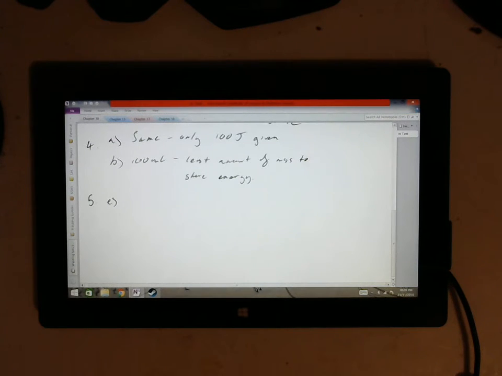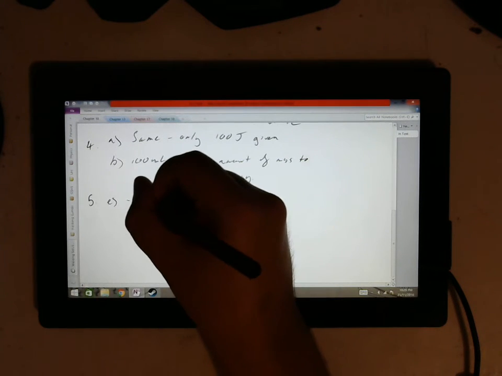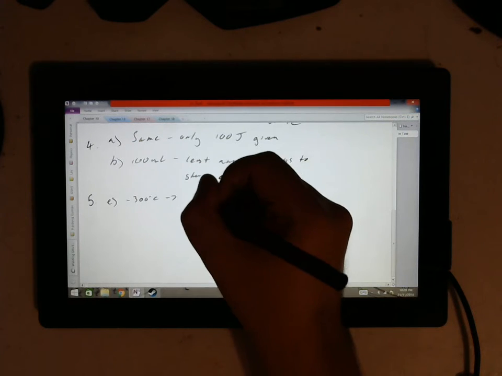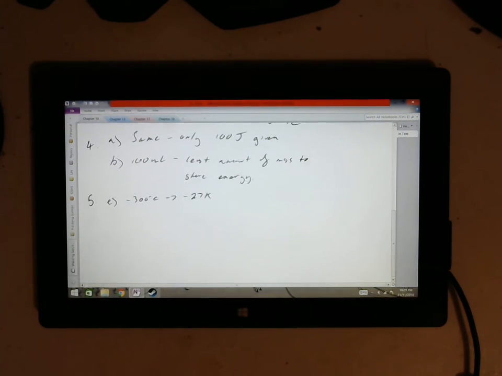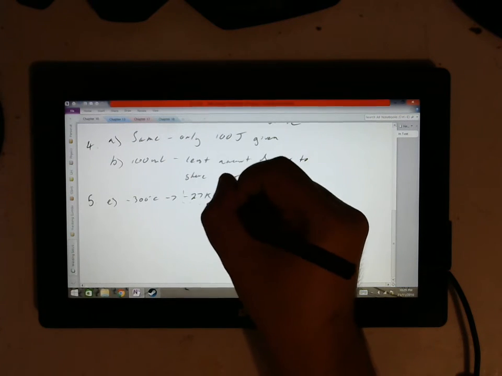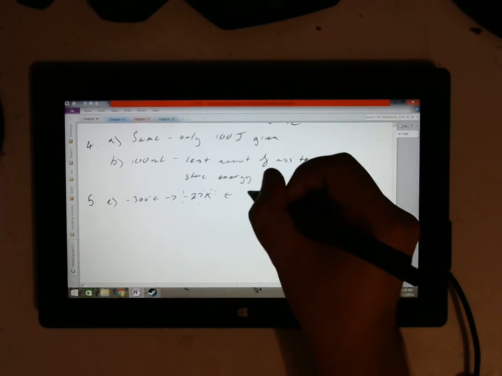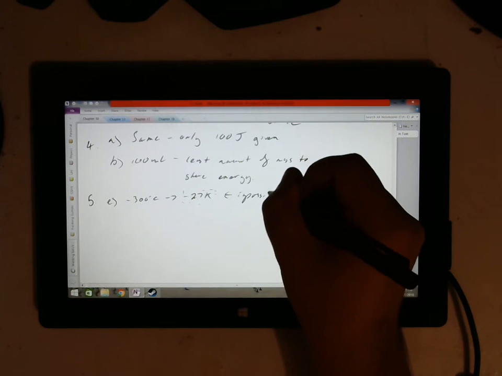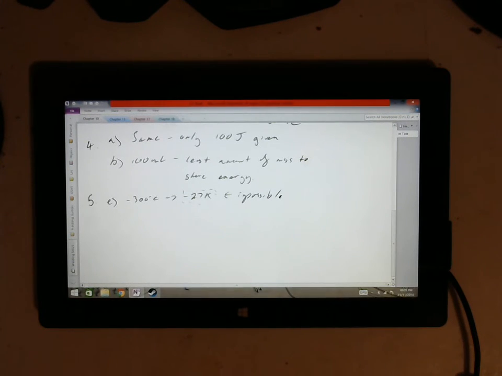But 5e, so negative 300 degrees Celsius, if we need to turn that into a Kelvin, we add the 273, so negative 300 degrees Celsius, add 273 to it would be negative 27 Kelvin. But what's wrong with this number? This is impossible. It is not a number that can work. You cannot get negative Kelvin temperatures at this point.